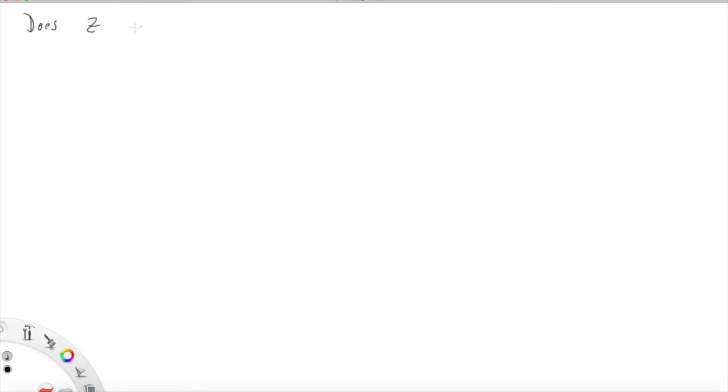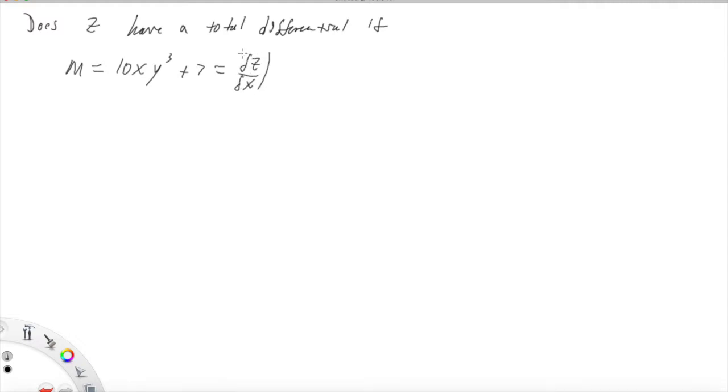Okay, guys, this is the mathematical example following the general video for the properties of the total differential that we're going to be using in this series on chemical thermodynamics. So we have this sample problem here, and we're asking if this function has a total differential. Does the function z have a total differential?